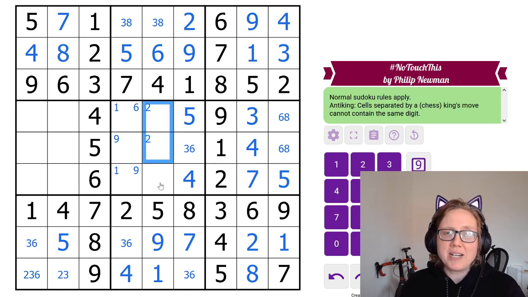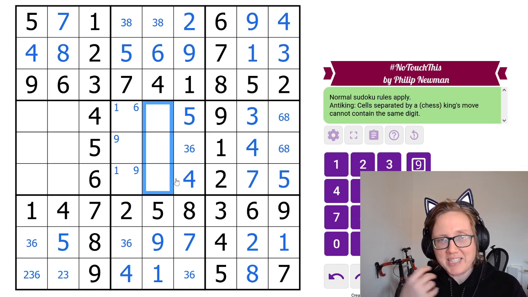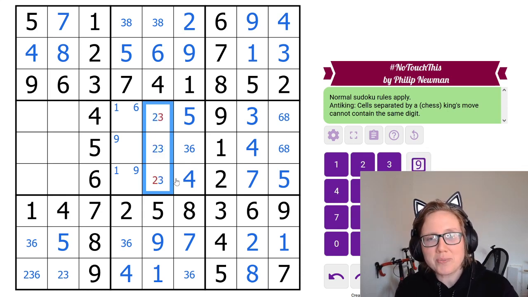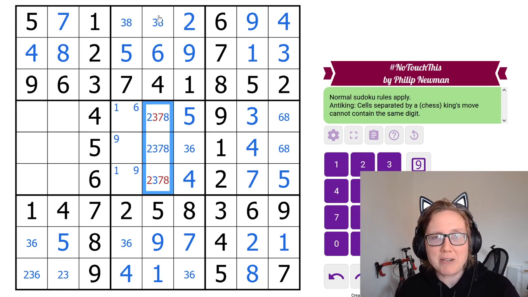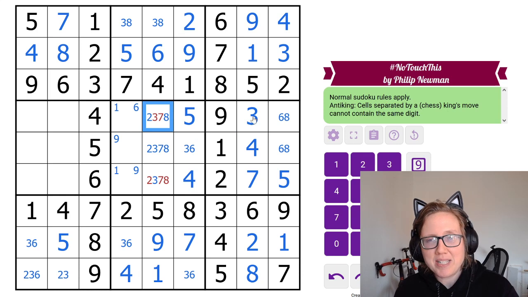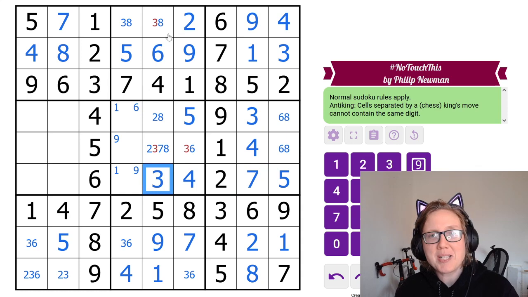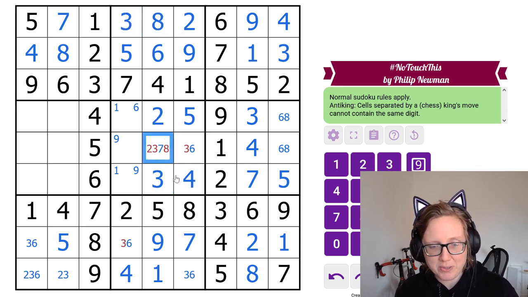Now this was the other column that I identified as getting a little bit restricted. So that's going to be 2, 3, 7, and 8 as my remaining digits in the column. This cell can't contain 3 or 7 because there's a 3 in the row and there's a 7 touching it. And this cell can't contain 2, 7, or 8 because it touches a 2 and 8, and there's a 7 in the row. So that's our 3, and that's actually going to resolve the entire column just by Sudoku.